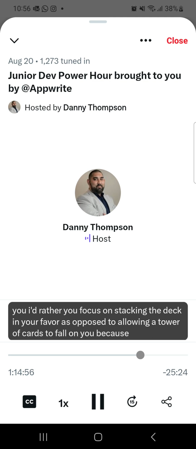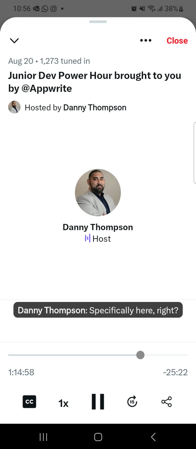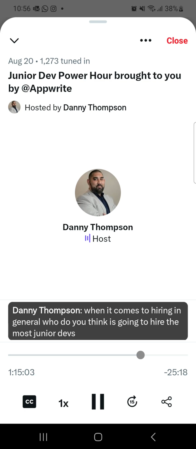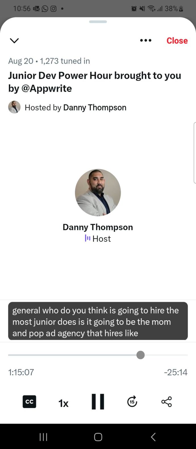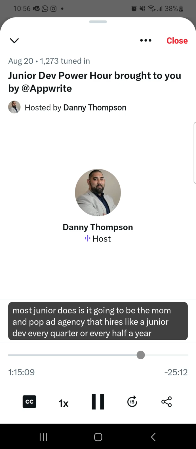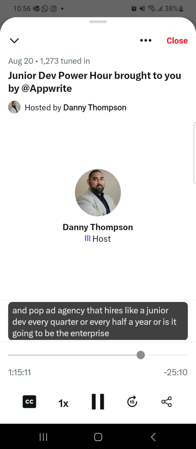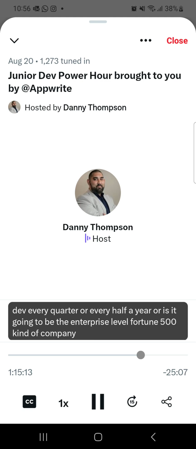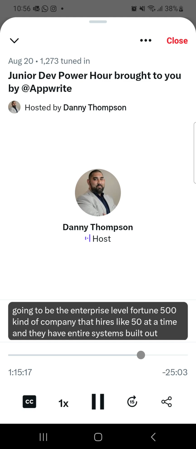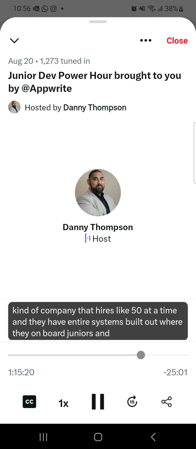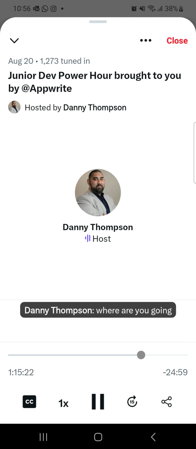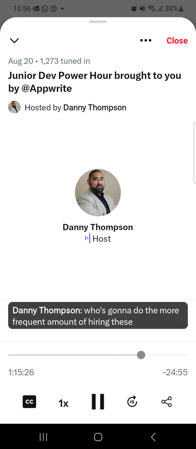And you need to think about one thing specifically here, right? When it comes to hiring in general, who do you think is going to hire the most junior devs? Is it going to be the mom and pop ad agency that hires a junior dev every quarter or every half a year? Or is it going to be the enterprise level Fortune 500 kind of company that hires 50 at a time and has entire systems built out where they onboard juniors and take them through a path? Where are you going to find the most success? Who's going to do the more frequent hiring? These are things you need to think about.